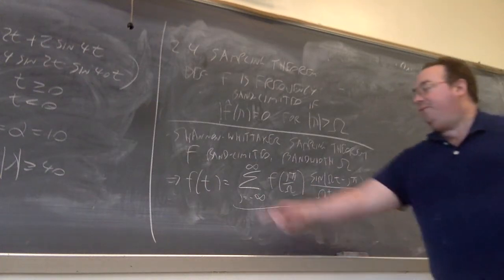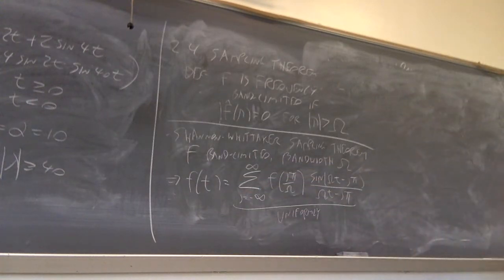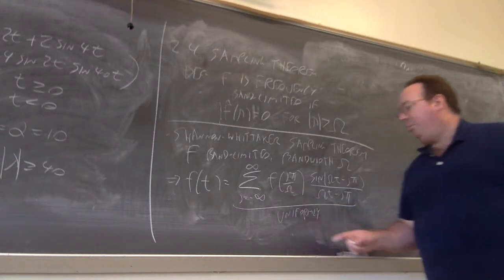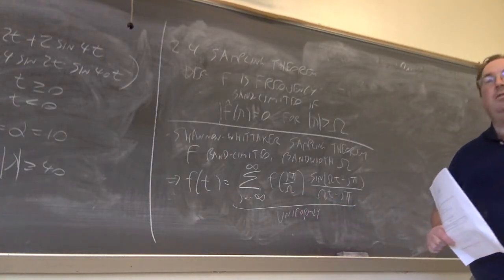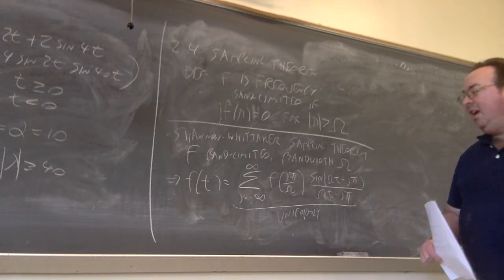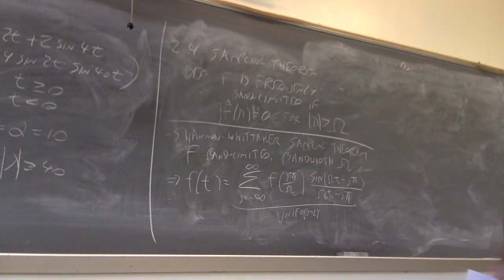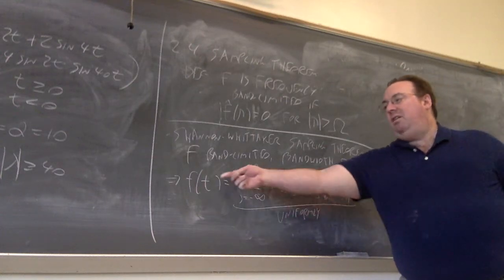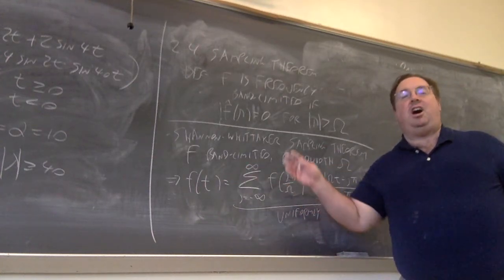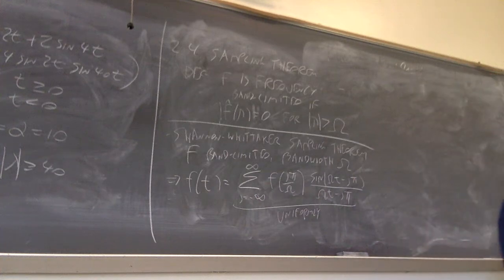So f is defined on the entire real number line, a continuum. Here I've only sampled f at points at regular intervals, every j pi over omega. So points that are spaced pi over omega apart across the real number line. So a countably infinite set determines the values of a function on an uncountably infinite domain. And it's because f is band limited that we're able to do this.